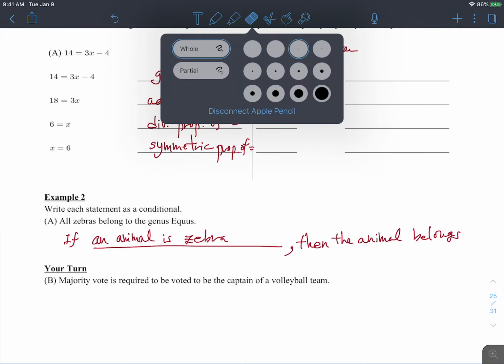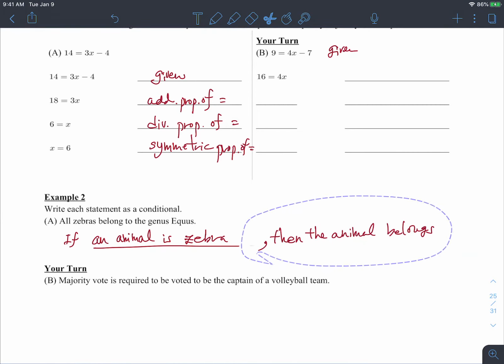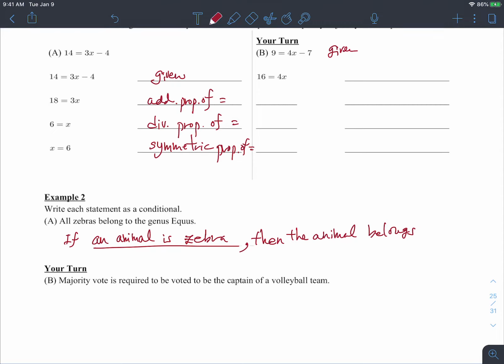Let me change it up a little bit, guys, to create a little more space. There you go. Let's move it up to the left. Belongs to the genus Equus. Okay, there you go. All right. So that's how you do it. So you have to introduce new words.